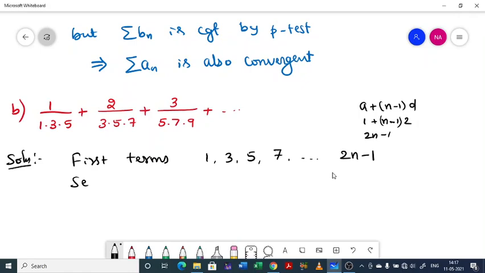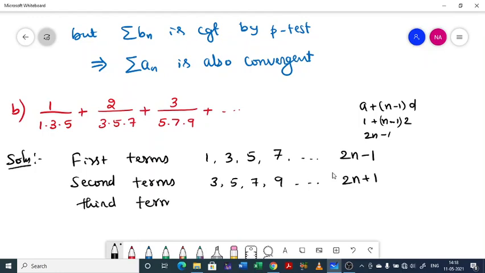Similarly, second terms will be 3, 5, 7, 9 and so on. So you can just add 2 to this, so it will be 2n plus 1. Third terms, we will be getting 5, 7, 9. Obviously we can get the next term, it will be 2n plus 3.